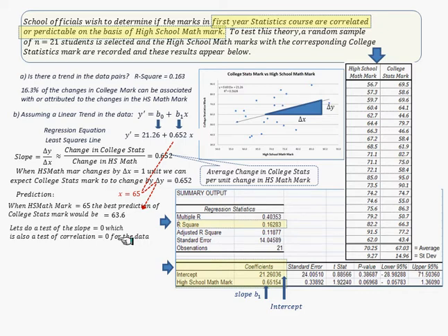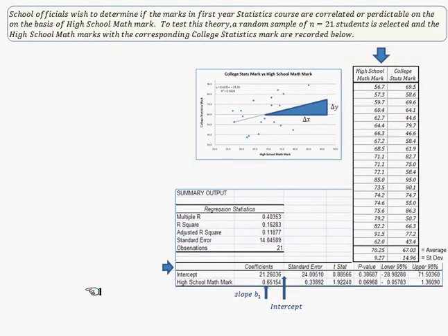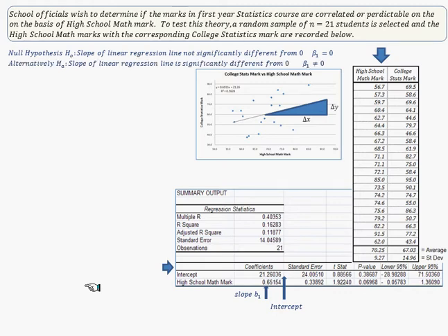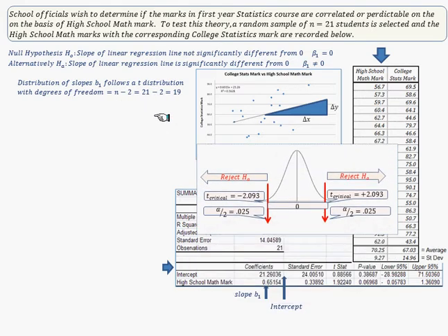Now we're going to do a test of the slope of this regression line, a test of B1. These statistics are all contained here in this bottom row. We'll address these as we go. The null hypothesis is that the slope of the regression line is not significantly different from 0. The alternative is that it is significantly different from 0. The test statistic follows a t-distribution with n-2, or 19, degrees of freedom, and we've checked that out. This represents the critical values of plus and minus 2.093, and this becomes our test criteria.